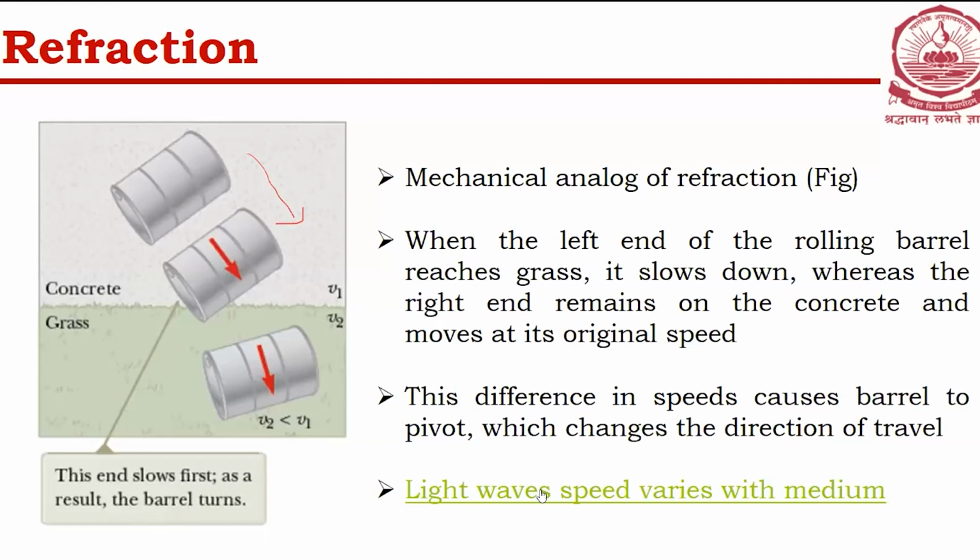So you can see how it progresses. This is one way to understand how the speed of light changes when light goes from one medium to another medium. After crossing this medium, the speed of light remains the same. So this is a simple way to understand how refraction takes place.